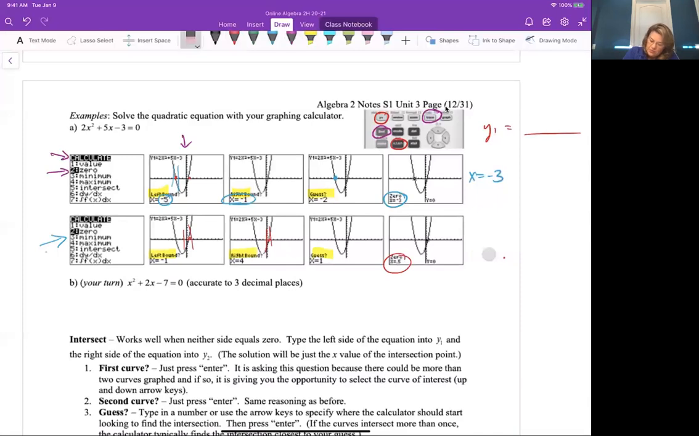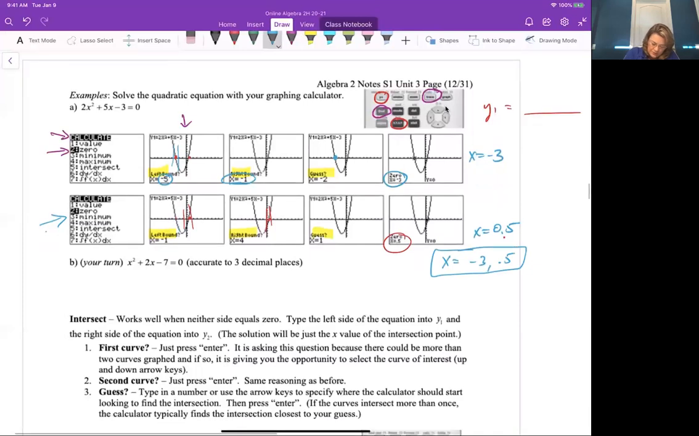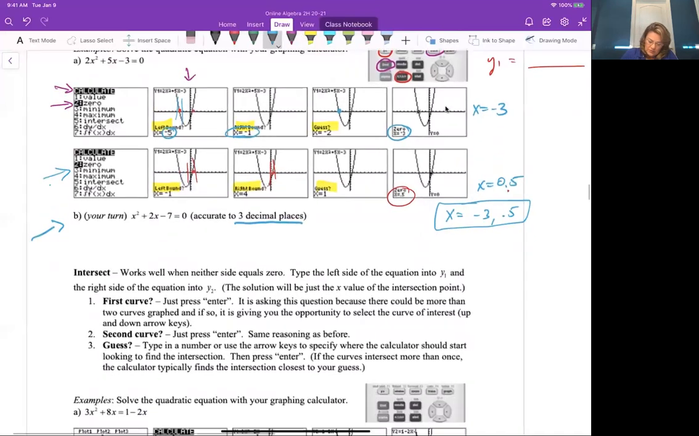The answer would be x is equal to minus 3 comma 0.5. So these are my zeros or my roots of that particular quadratic equation. All right, why don't you try this one? Okay, and notice this instructions, because this one's going to give you a decimal, will give you accurate to 3 decimal places.